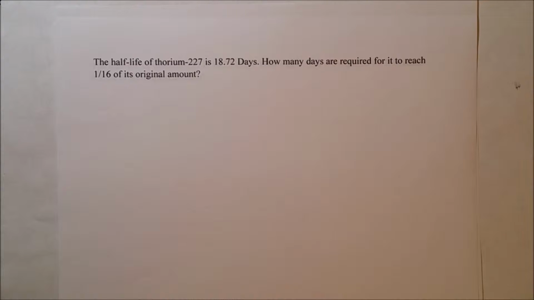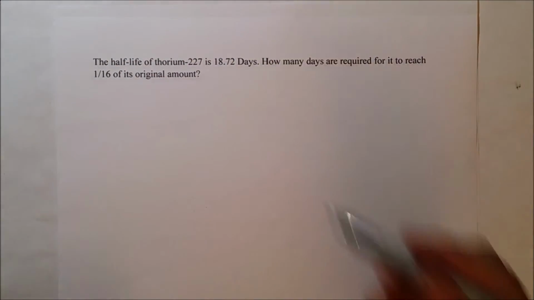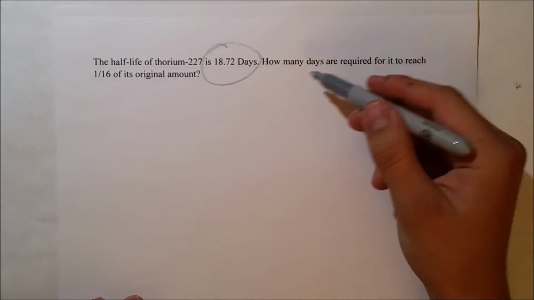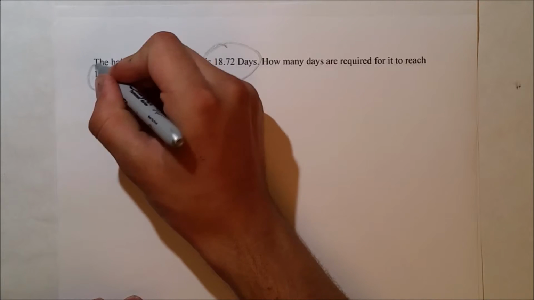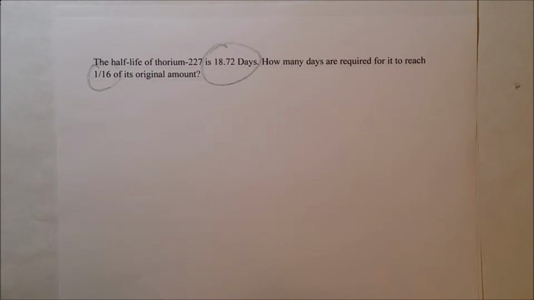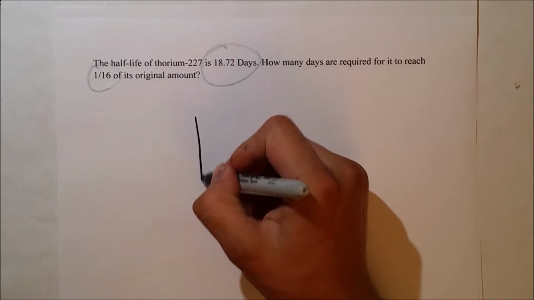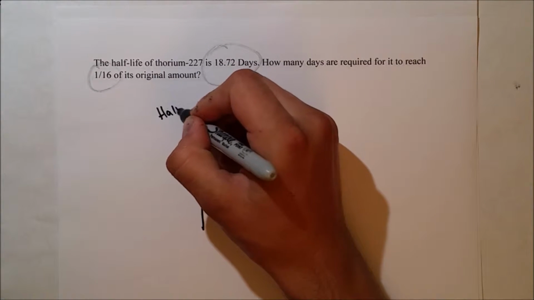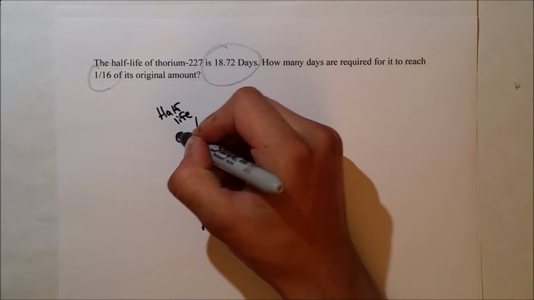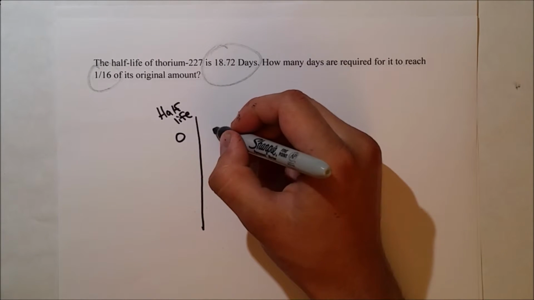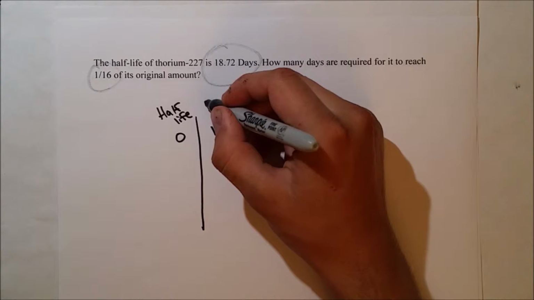So the half-life of thorium-227 is 18.72 days. That's important. We're going to need that. How many days are required for it to reach 1/16? So this time we're not actually dealing with amounts, we're just dealing with fractions. I still like to set up my table for this, but instead of an amount on the right side, I'm going to put a fraction. So I'll set my table: half-life 0. We have a whole, so 1. This will be our fraction.